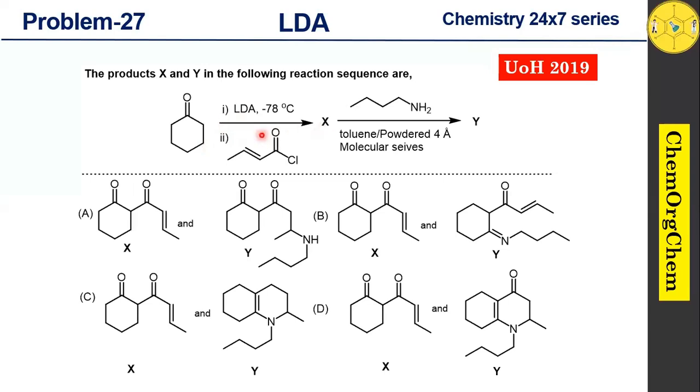Looking at today's problem, which is from the University of Hyderabad PhD entrance exam 2019, the question provides us with a substrate that reacts with LDA followed by cinnamyl chloride, which produces product X. This product X reacts with butylamine in the presence of powdered 4 angstrom molecular sieves to produce the corresponding product Y. Here you see there are 4 options. Let's figure out the correct one together.